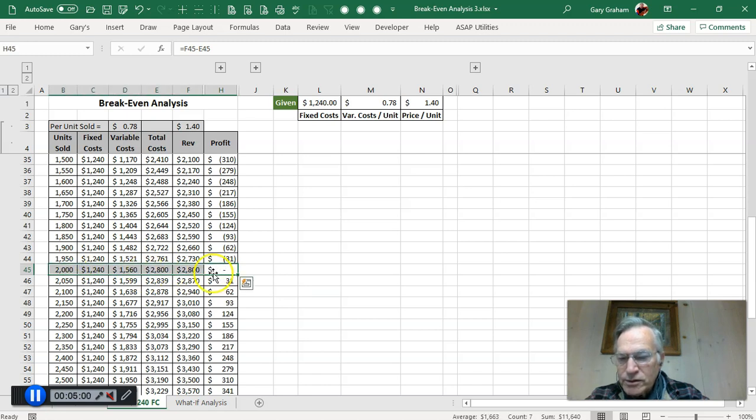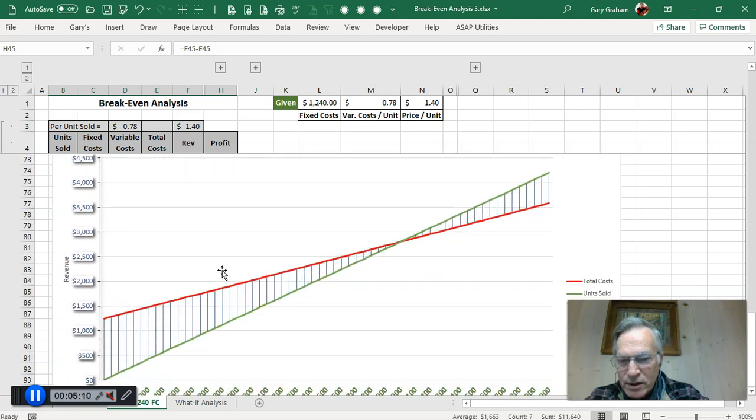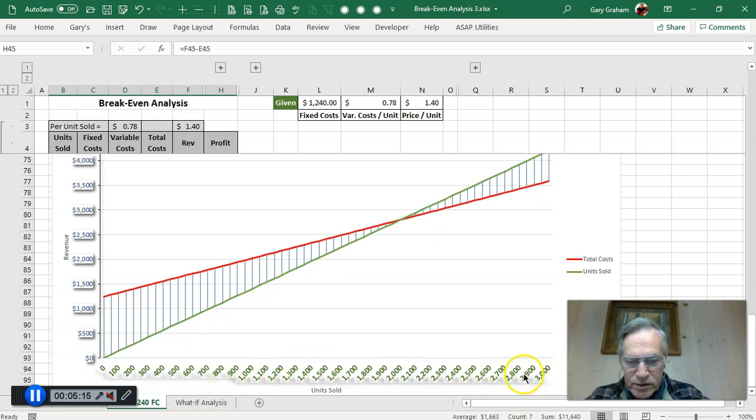Producing 2,000 units gives you a break even. Now, with this table, I created a chart from that, which is shown here in this break even analysis. So you have units sold going across the bottom here, and the revenue generated for those units going up the side. And just like in the chart last night, you can see this green line is the units sold. This red line is the revenue that was produced. And where those two cross, it is right here at that 2,000 unit mark.